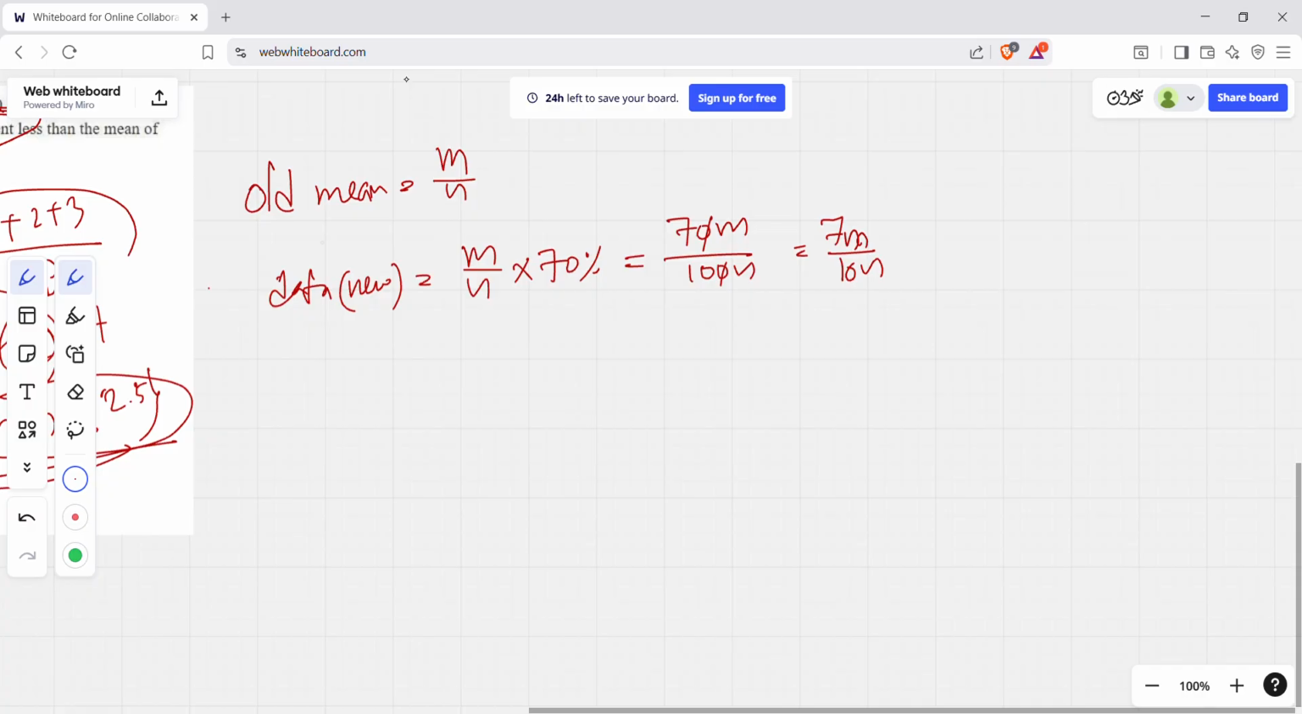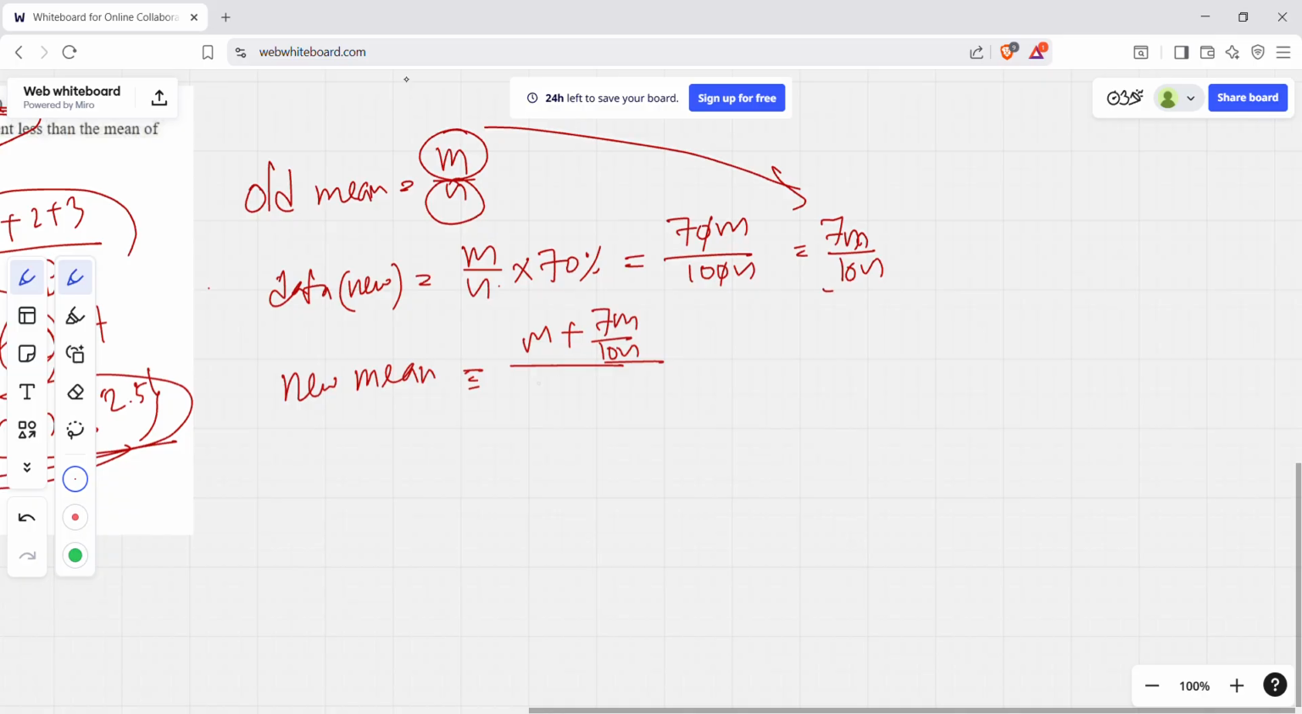Now you have found the new data. Now you have to find the new data mean, or I can say the new mean. So what is the new mean? This is our old sum, so you have to add this with that: m plus 7m divided by 10n. Now your data values are increased. Before you had n values, now you have n plus 1 values, which we talked about at first. So this is our new mean.